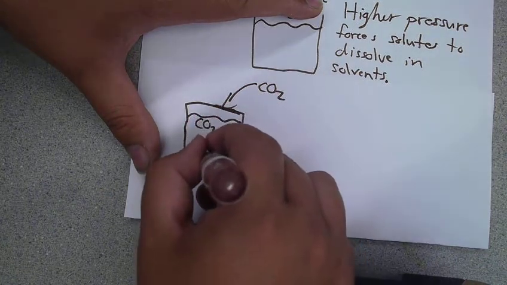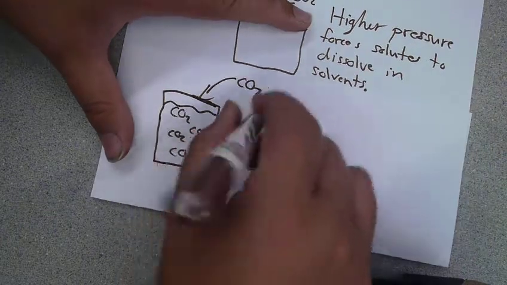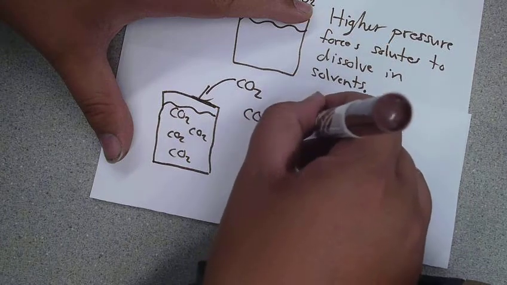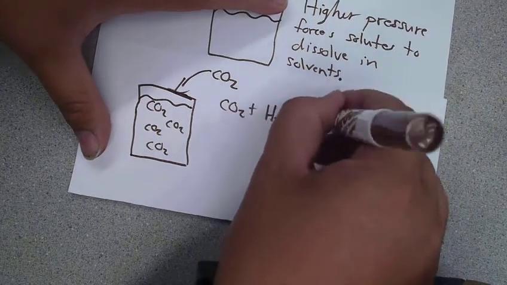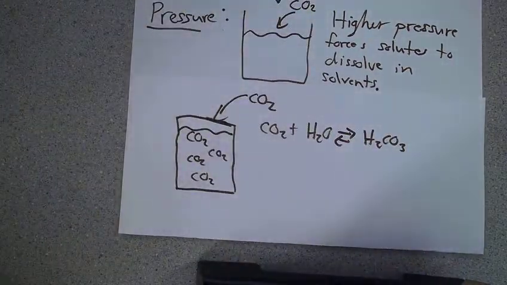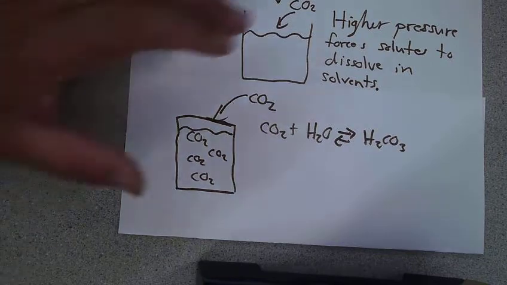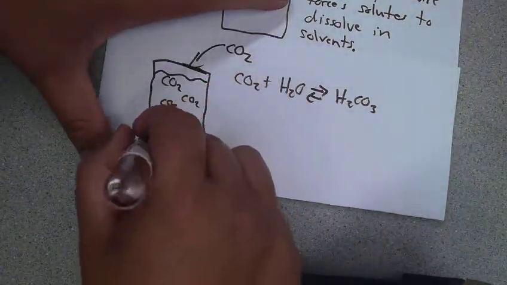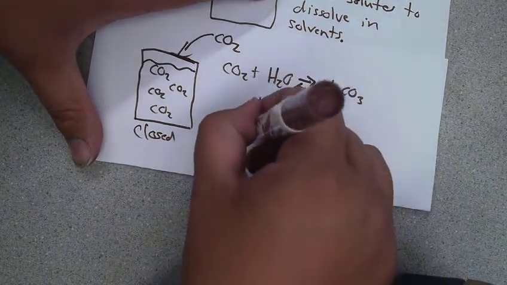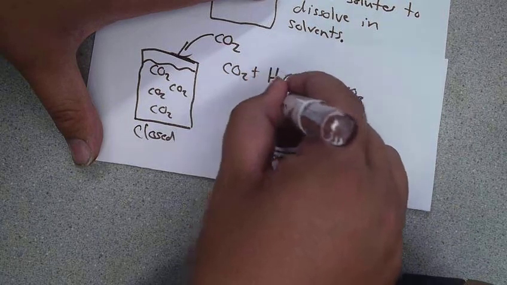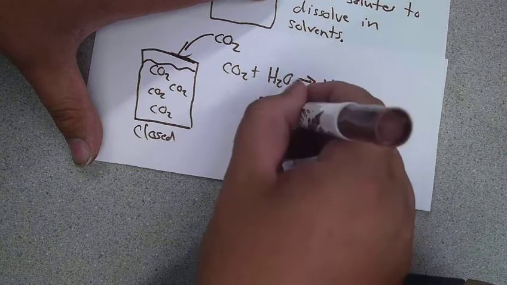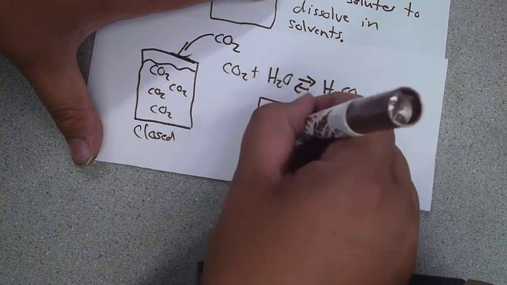So they force lots of CO2 molecules to be trapped in here, and if we look at the reaction, it's CO2 plus water in equilibrium with carbonic acid. So that's the reaction of how you get soda in water. This is a closed soda. When you open it, the pressure on the inside of the can drops dramatically, and all that CO2 gas escapes.